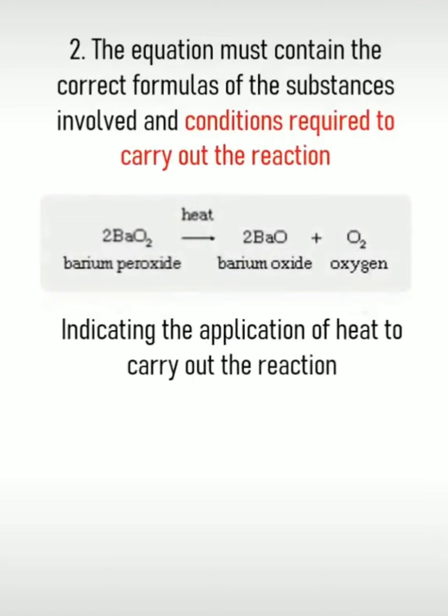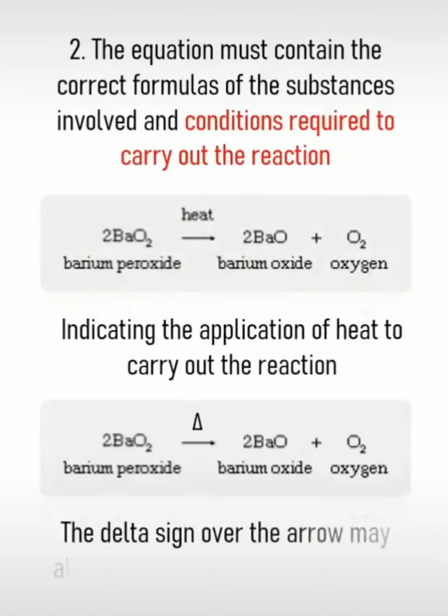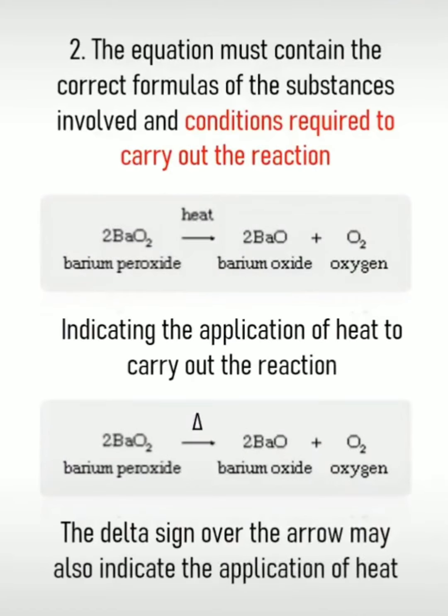We mentioned that the equation must contain the conditions required to carry out the reaction. Have a look at this example. This reaction indicates the application of heat to carry out the reaction. The delta sign over the arrow may also indicate the application of heat. This basically means that we need heat in order to produce the products in the reaction.